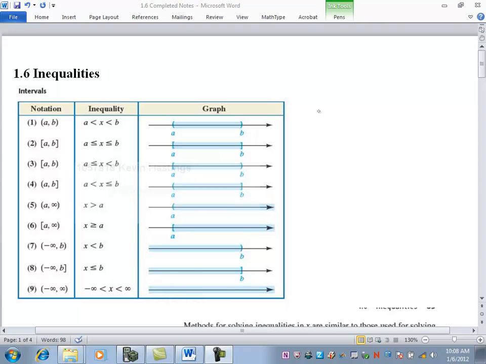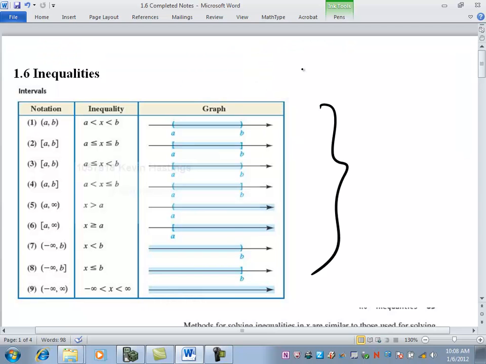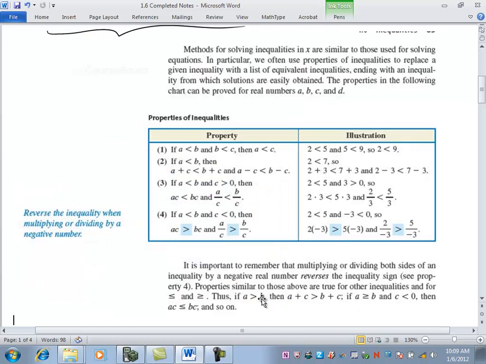I would ask you to review this section of this chart, and if you have questions, certainly bring those up. I'm not going to spend a lot of time other than to mention if you have a less than, you're going to use a parenthesis on the number line. If it's a less than or equal to or a greater than or equal to, you'll notice that we have a bracket on the number line. So please be comfortable with all three of these columns, and if you have questions on them, bring those up in our class discussion, please.